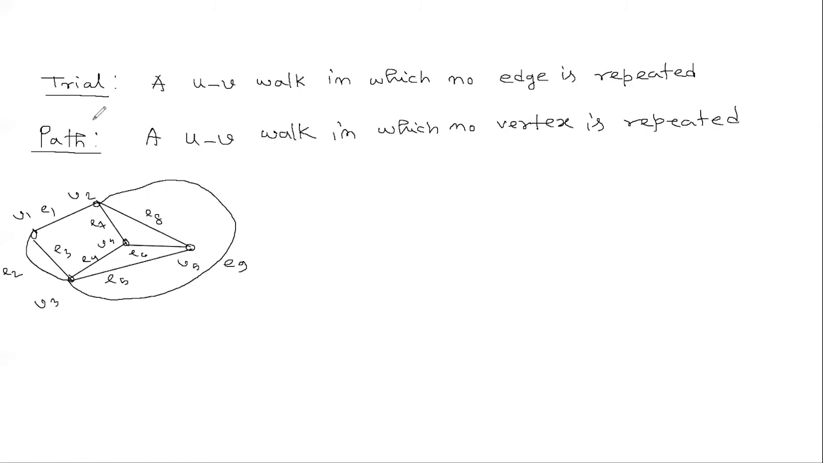So whenever we use the terms trail and path, we have to be to some extent careful. Now a closed trail is called a circuit. Circuit is a closed trail. That means in a trail, if the initial and terminal vertices are same, then it is a circuit. And a closed path is called a cycle.